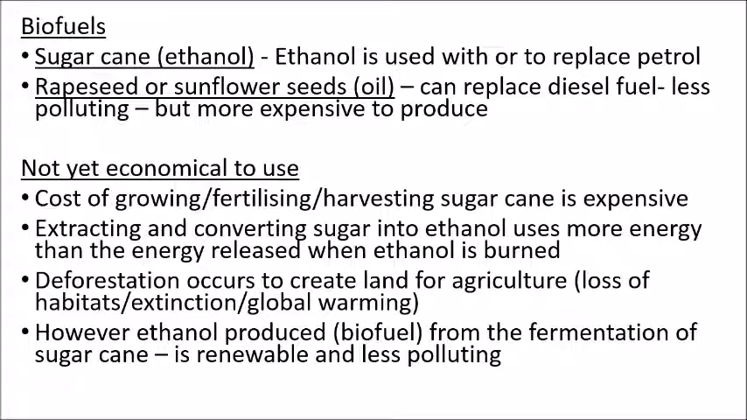So sugarcane you would give to the microorganism, that would be the food source, and they would use that food source to create ethanol by fermentation. And then the ethanol can be used to replace petrol. Rapeseed oil, or sunflower seeds, are given again to the microorganism as a food source, and they use fermentation, respiration, to create oil. The oil can then be used to replace diesel fuel.